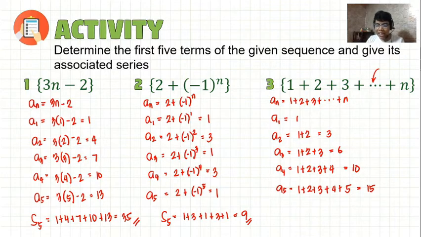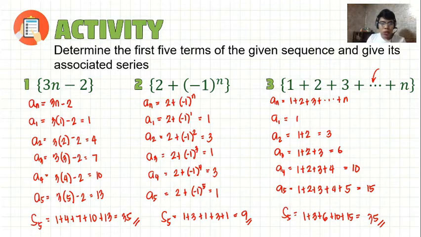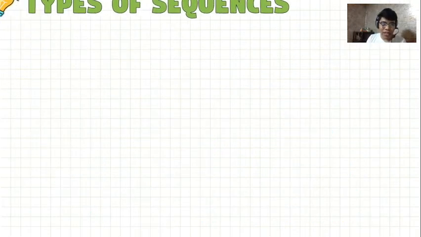Diba? Madali lang. And for S sub 5, for this one, we will just add the numbers 1 plus 3 plus 6 plus 10 plus 15, and that is equal to 35. Okay? So that's it for this activity. So I hope nakuha niyo yan. Okay? Now, let's proceed to the next one.